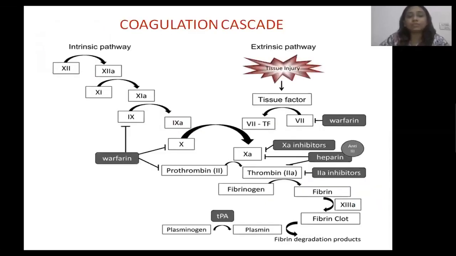So let's quickly have a look at the coagulation cascade that we are all aware of. As the name suggests, these drugs directly inhibit factor Xa, which further prevents the formation of thrombin from prothrombin, and which further prevents clot formation from fibrin.